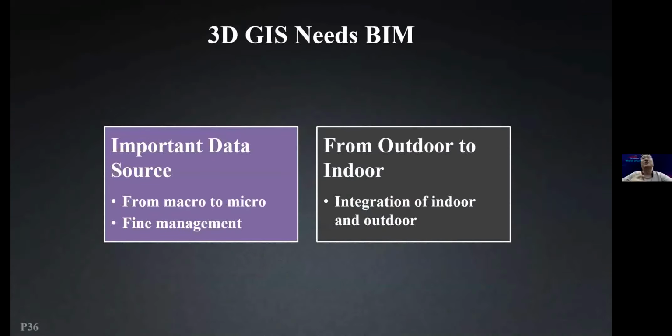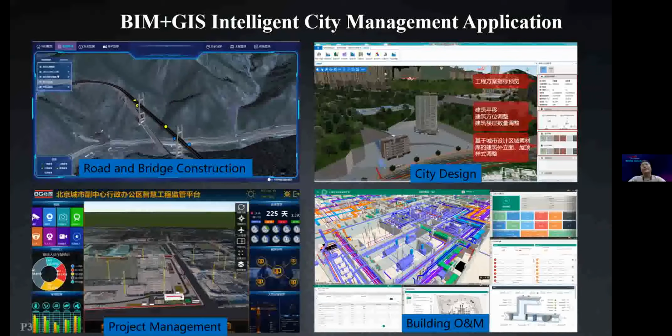And why does 3D GIS need BIM? The first one is important. BIM is one of the important data sources, and the BIM can bring GIS from outdoor to indoor. That is, in GIS, the minimum unit of GIS objects is always like one building. But if we integrate the BIM into GIS, we can get the detailed objects inside of the building, such as every door, every wall, every table, every chair, even every cup has its own attributes in the BIM model.